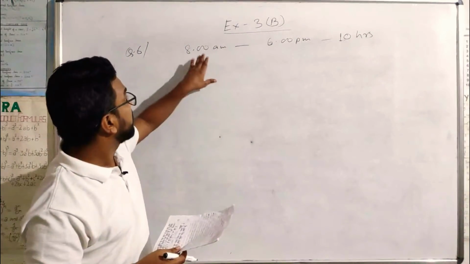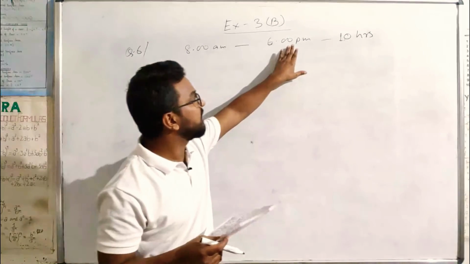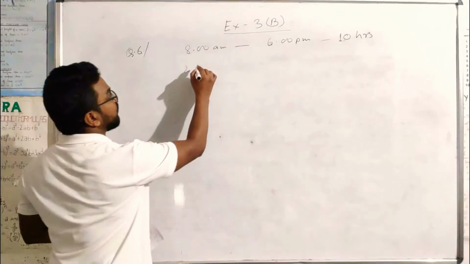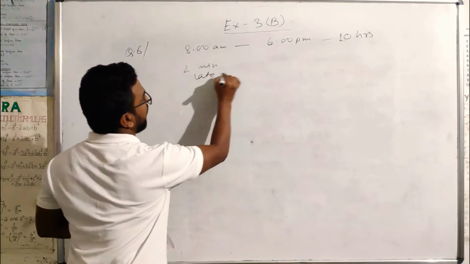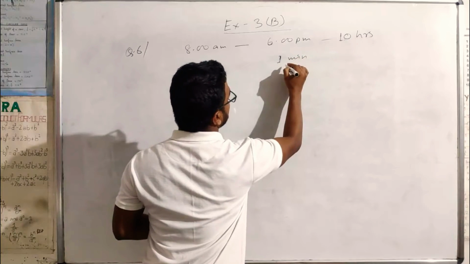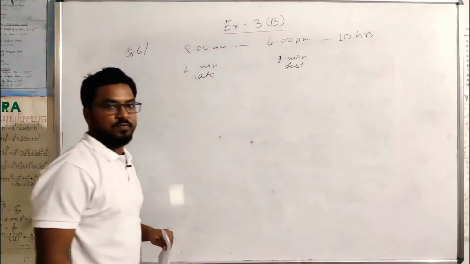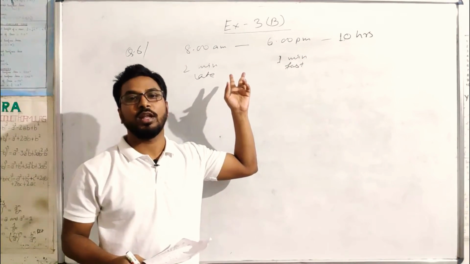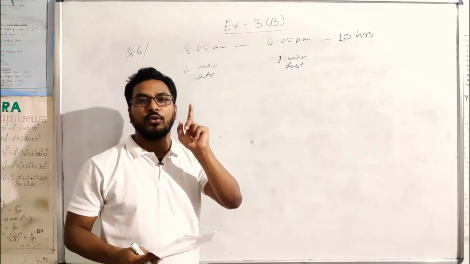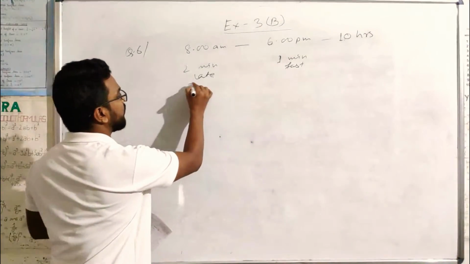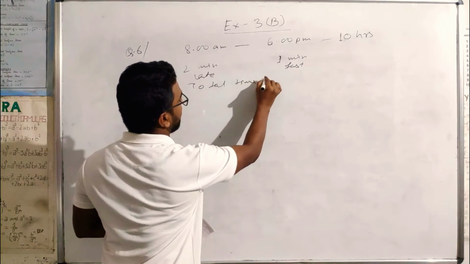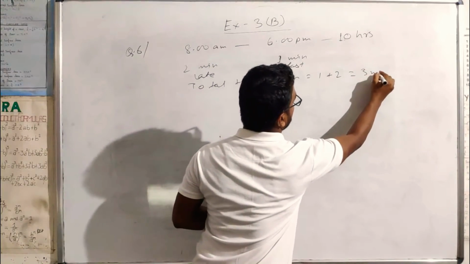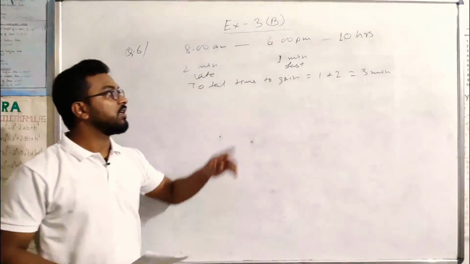Okay, so at 8 a.m. it was 2 minutes late, but at 6 p.m. it is 1 minute fast. So we'll see the difference. So 2 minutes late and 1 minute fast at 6 p.m. So what is the difference? In these 10 hours it has to gain how many minutes? It has to gain 2 plus 1, that is 3 minutes. The difference is 3 minutes.